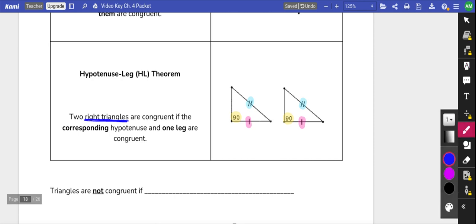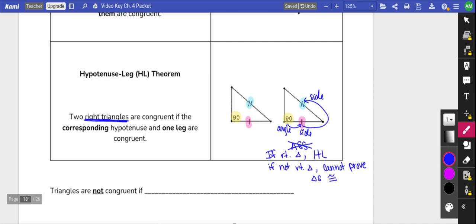Now, when I go around and look at this, sometimes students will like to say this is an angle followed by a side, followed by a side. Angle, side, side. We do not abbreviate this angle, side, side. If it's a right triangle, it's hypotenuse leg. If it's not a right triangle, we do not know that the triangles are congruent.